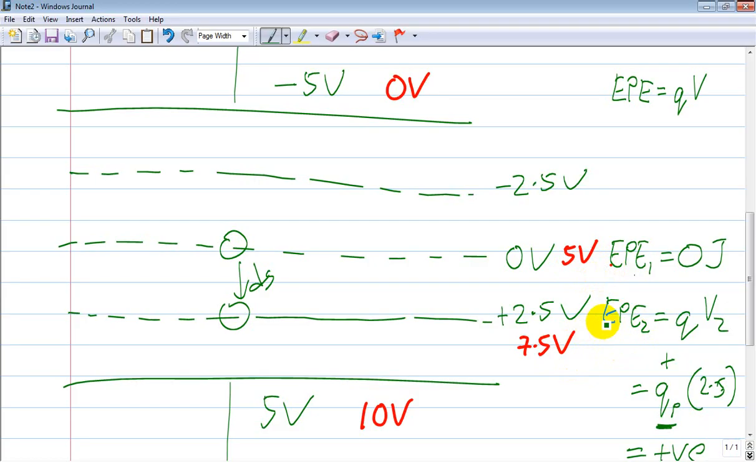I hope you can also see from this question that the absolute values of potential are not that important. I just need to know whether this line is at higher potential than this line or not. That's the key part in solving questions.